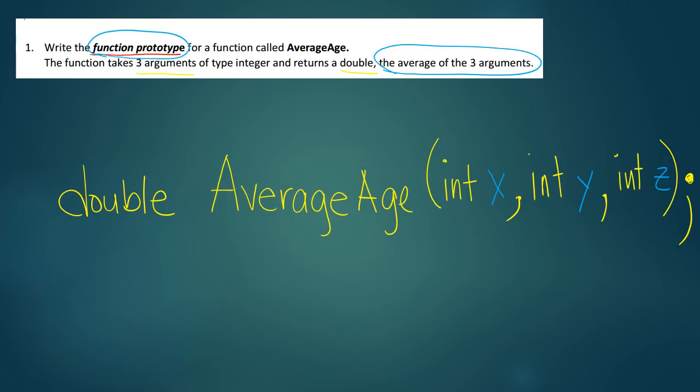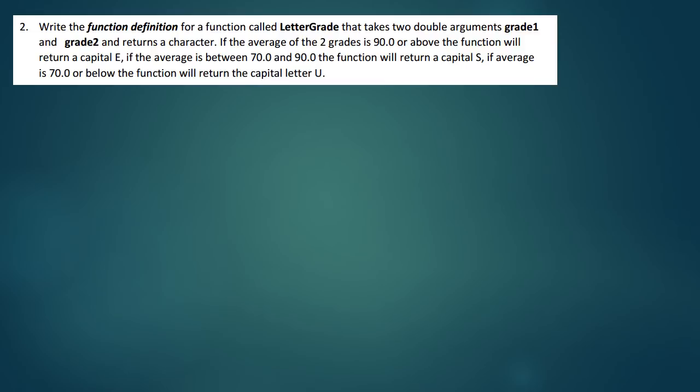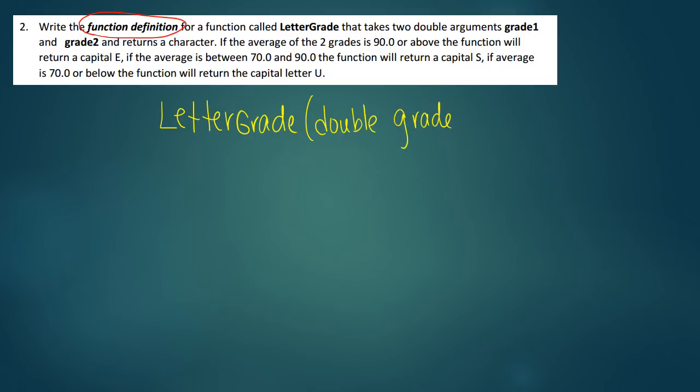This is an exam. Question number 2. Write the function definition. So now you need to recognize that this question is asking for a function definition. A function definition is a block of code. The name of the function is letter grade. The function takes two double arguments, double grade 1 and double grade 2, and it returns a character.